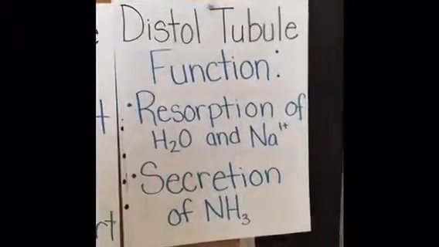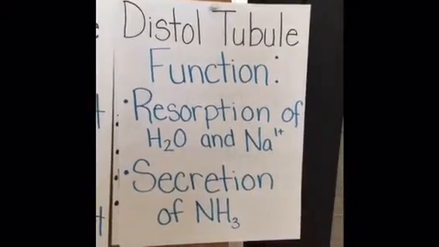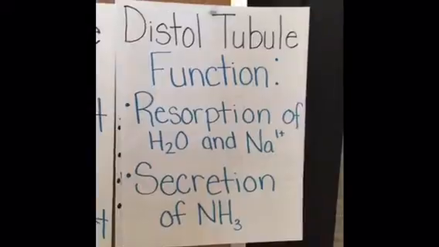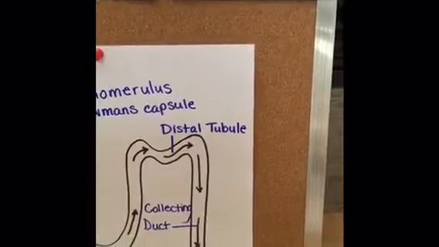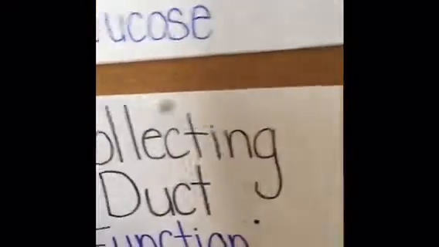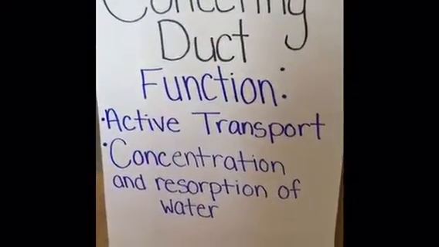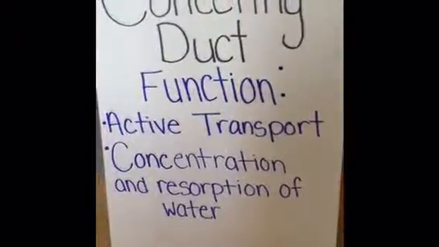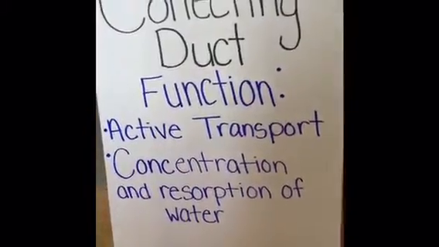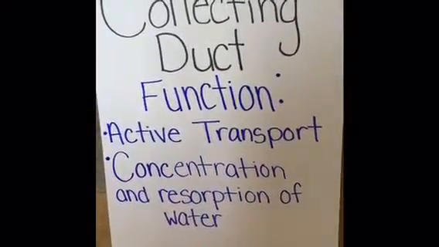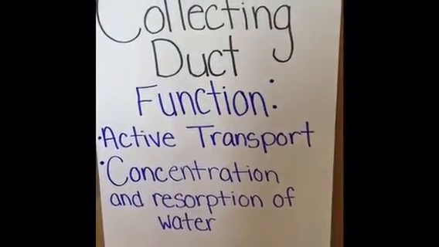Next is the distal tubule. Here the function is reabsorption of H2O, water, and Na, sodium. It also secretes ammonium. After the distal tubule, we head to the collecting duct. In the collecting duct, active transport occurs, along with the concentration and reabsorption of water. Water concentration changes in our blood, so our body will send signals to our kidney telling us to reabsorb or stop reabsorbing more water in order to maintain a proper blood water concentration.